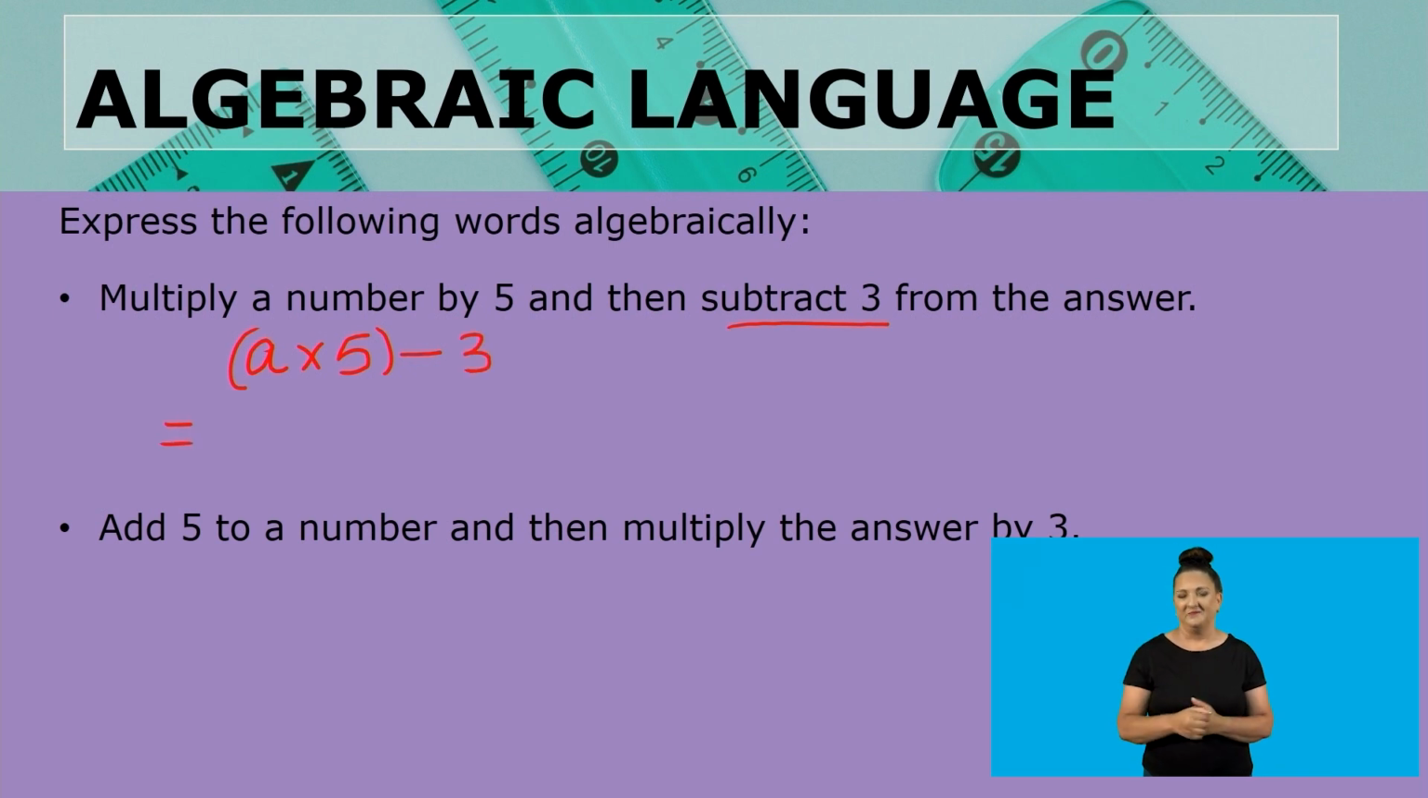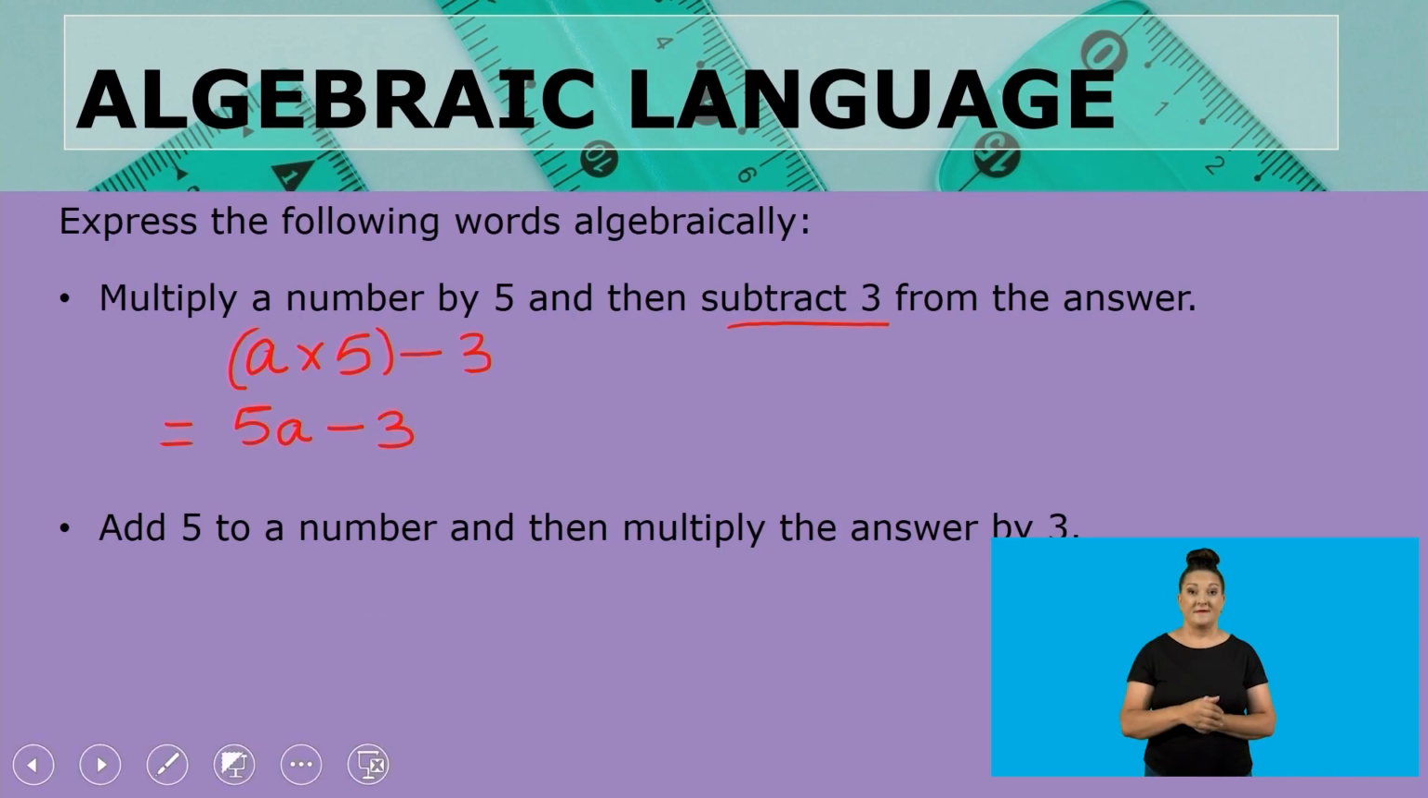Now, A multiplied by 5 can be written as 5A because remember, multiplication is commutative. We can swap the numbers or variables around. And then from that 5A, we are going to subtract our 3. Let's look at the next one.